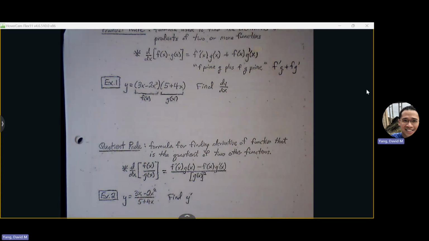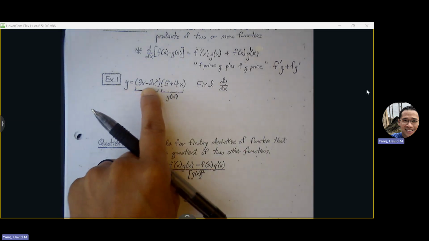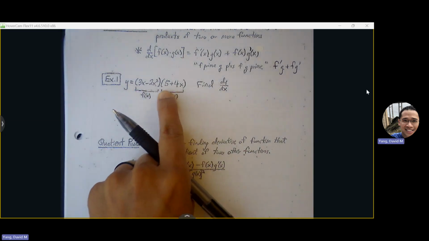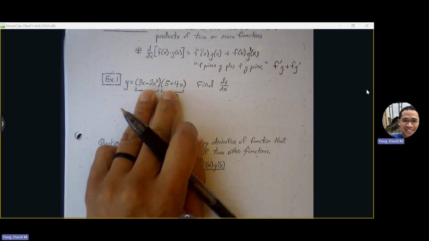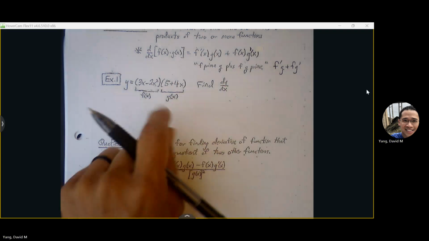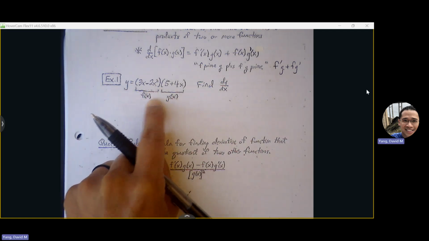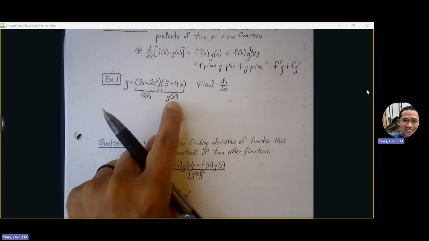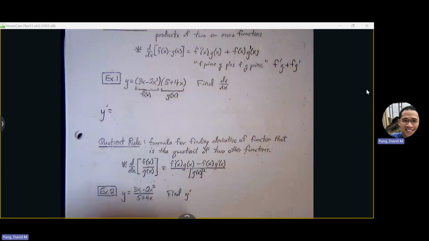All right, let's practice seeing how we can apply that derivative rule. So let's say we have a function y equals 3x minus 2x squared times 5 plus 4x. If we wanted to, we could expand this out and rely on power rule, which is perfectly fine. But we're going to practice applying product rule. So whatever comes first, I'm going to call that f. Whatever comes second, I'm going to call that g function. And I'm just going to have them take turns and follow the rule that we've built above.